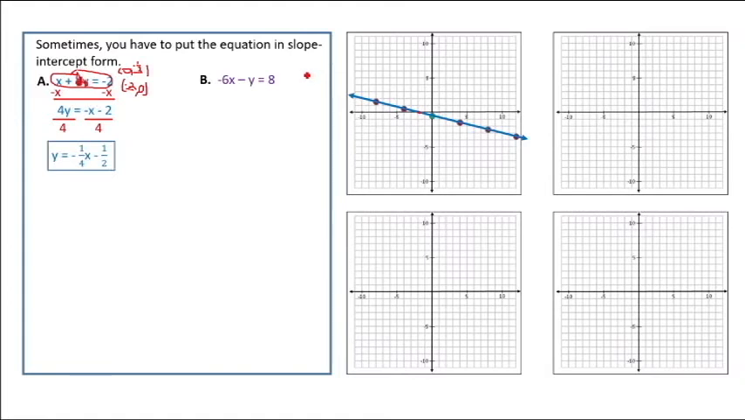I'm going to assume you've already done that. Let's go ahead and add 6x to both sides. Remember, we need to get the y by itself. Notice this y still has a negative 1 in front of it. So I'm going to divide both sides by negative 1, and I get y equals 6x minus 8. Remember, divide them both by negative 1.